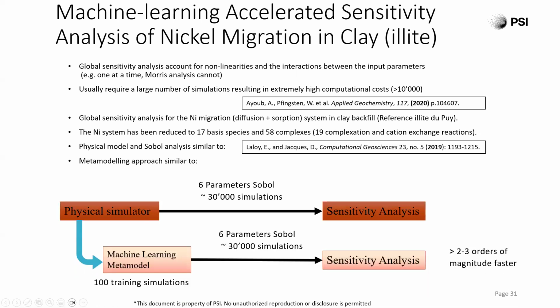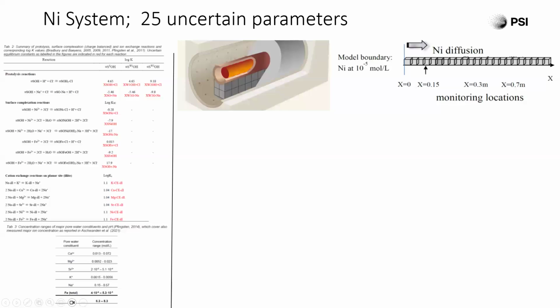Now, the alternative way is to try to train with a minimal set of these physical simulator results our meta model, which in our case was again some neural network. And then if this is trained sufficiently with 100 simulations, we hope we can do the rest of the Sobol analysis, the rest of the 29,900 simulations, using that object. So this apparently works.